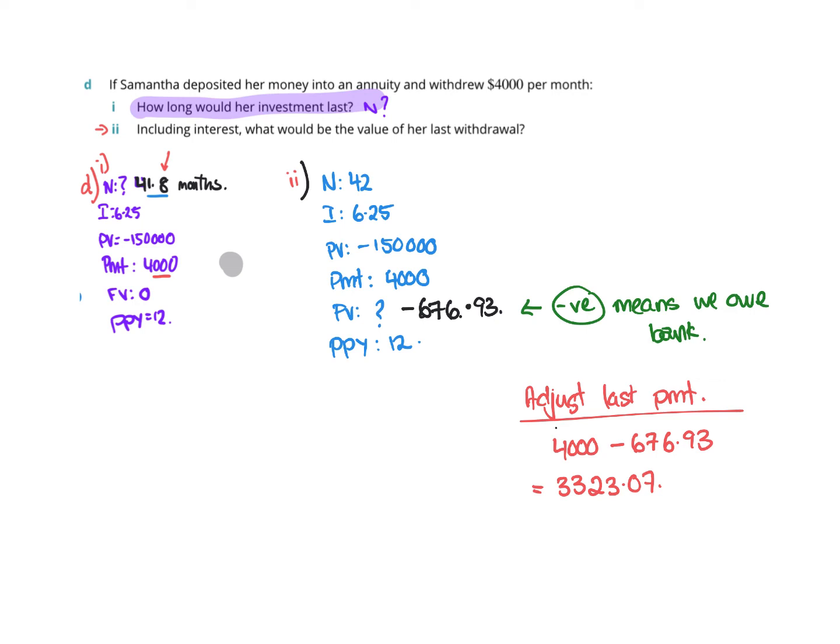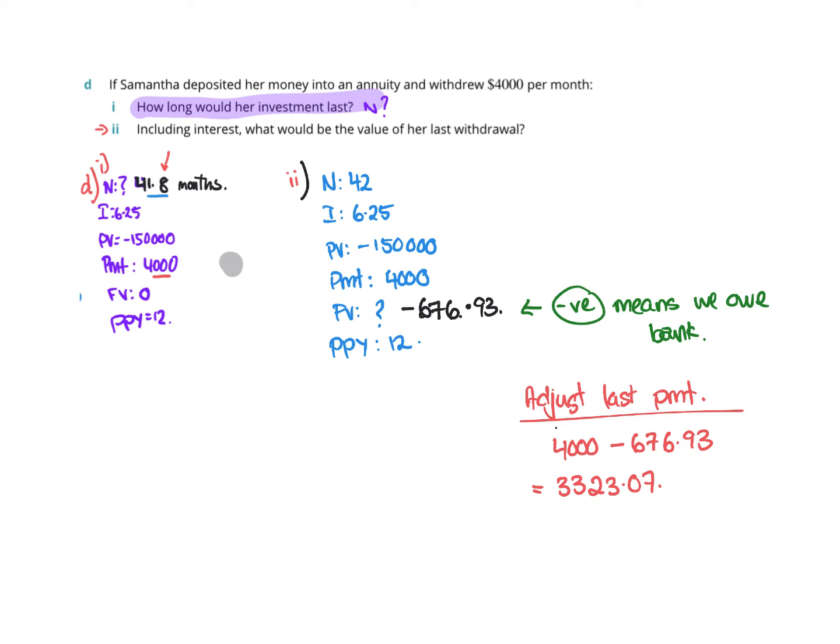The other way is, and this is where they'll have to be very clear on the exam, you could have stopped at 41 months and seen what was left and added it to 4,000, and that would have been a bigger payment. So it depends which way, so they need to be very clear. On a SAC, you'd get marks for both. If they haven't been clear, well, technically you're both right.